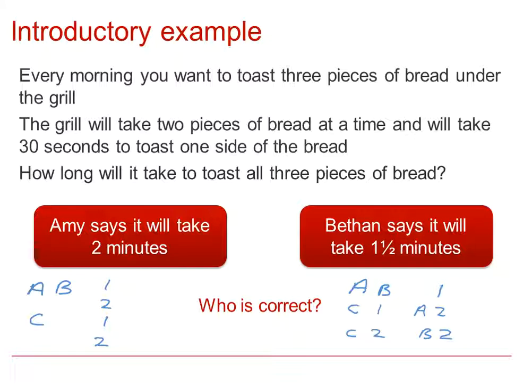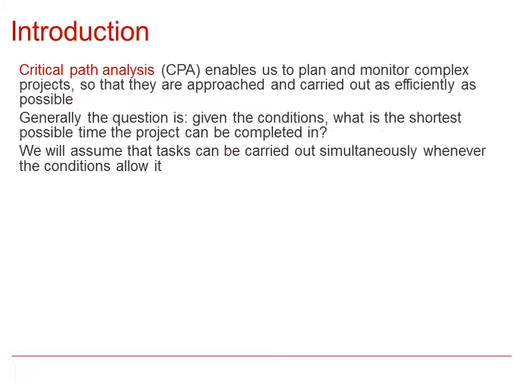So this is a relatively trivial example of how prior planning and use of resources can result in greater efficiency. Critical path analysis, known as CPA, enables us to plan and monitor complex projects so that they are approached and carried out as efficiently as possible.